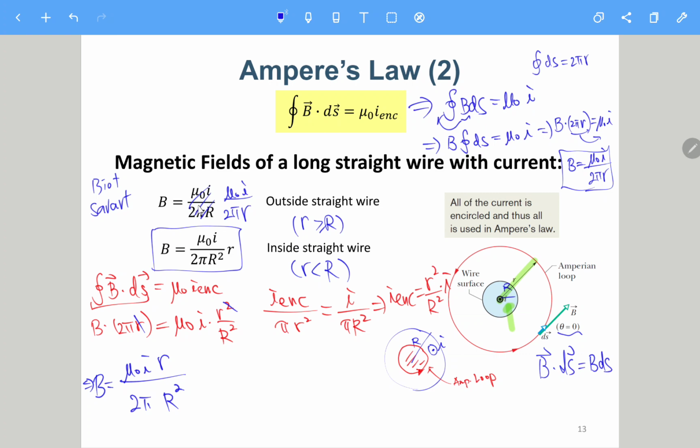Okay, which means that if r is larger than the radius of the wire, then the B field is inversely proportional to r. But if r is smaller than capital R, which means that at the point inside the wire, the B is proportional to r. Okay, like this.